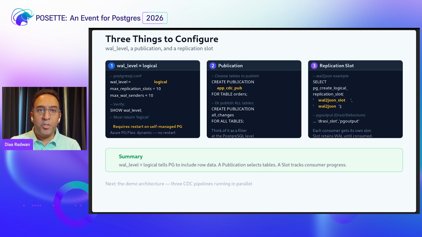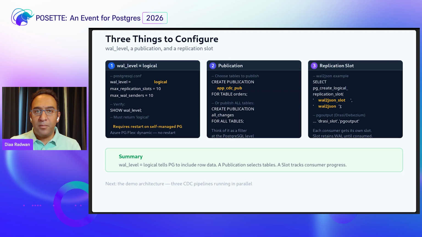The second thing is the publication. This defines which tables to stream changes from. In this demo, we're using an e-commerce app, like I said, so we have the orders table. Think of the publication as a filter at the Postgres level. The third and last item is the replication slot. Each consumer gets its own slot. The slot tracks the position in the WAL. Again, the WAL is the write-ahead log.